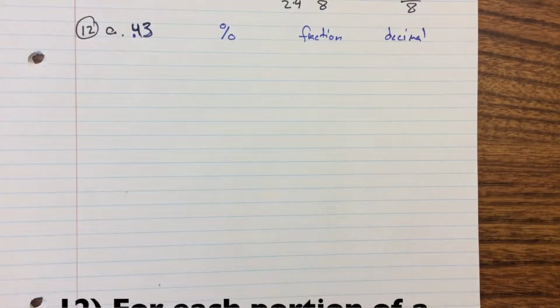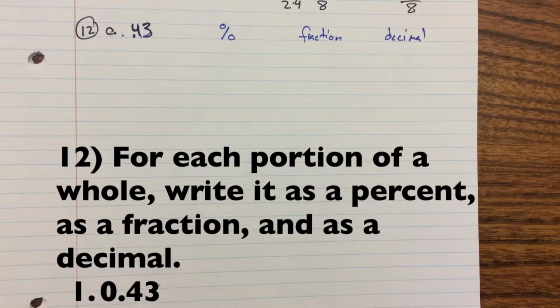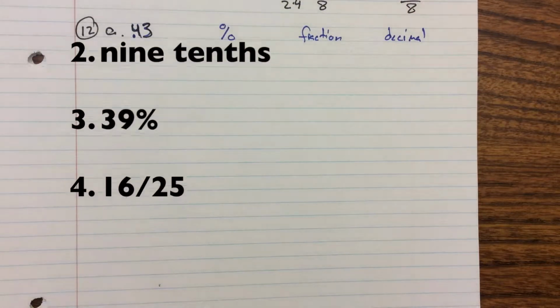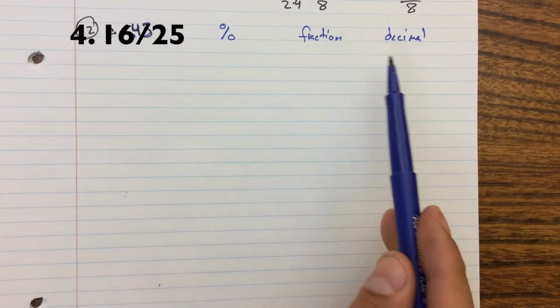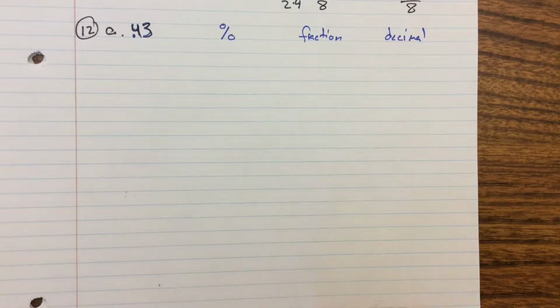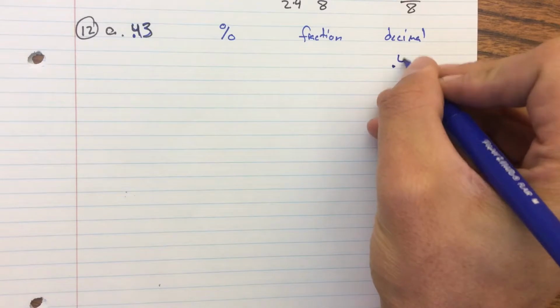Okay, we got number 12, and here they are asking for us to write each portion of a whole as a percent, as a fraction, as a decimal. So I have percent, fraction, decimal. I'm going to write them right below here. We start with 0.43. We already know that's a decimal, so we got that one down.